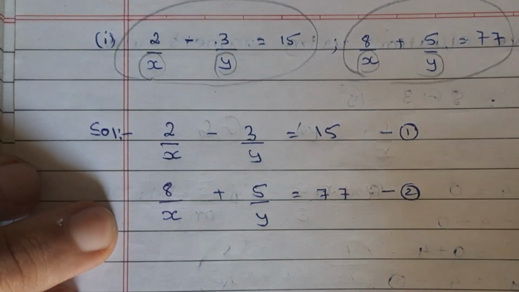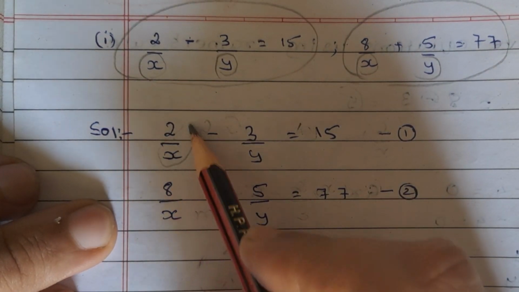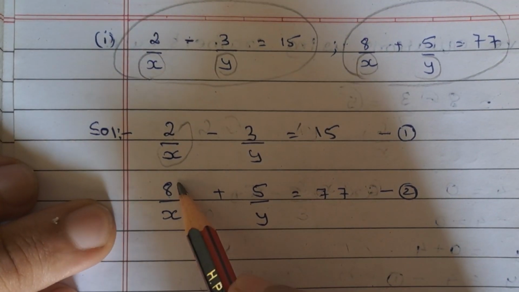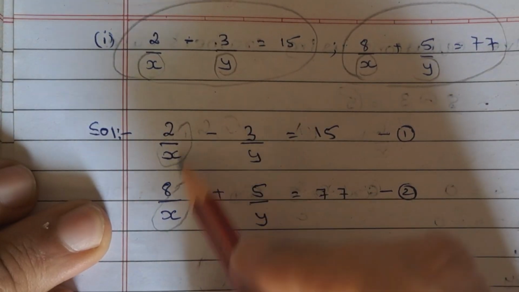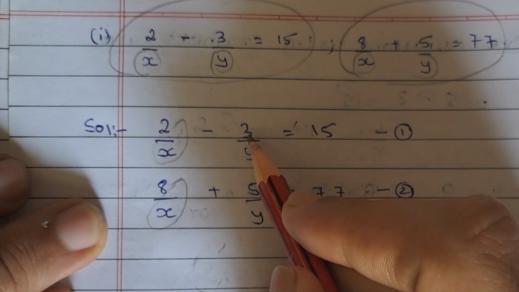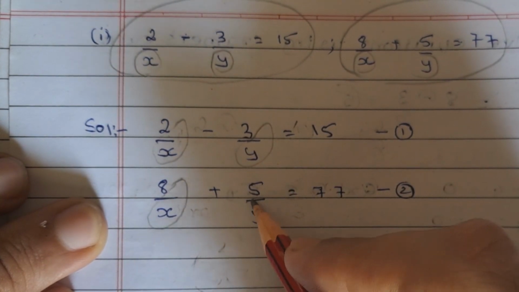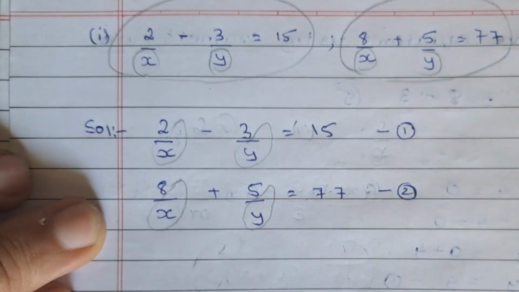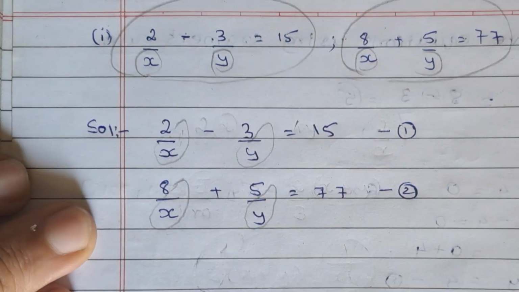And now I need to observe who is there with 2? I could see 1 upon x. Who is there with 8? I could see 1 upon x. Isn't it? So 1 upon x is there with both these numbers in both the equations. Similarly, who is there with 3? It is 1 upon y. And who is there with 5? It is also 1 upon y. So we could see 1 upon x and 1 upon y is something which is there in both the equations.